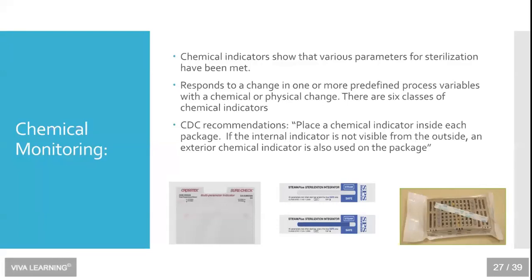And most pouches have these. If your pouch does not, then you may have to put an internal chemical indicator in there as well. On the lower right-hand side, it shows an internal chemical indicator placed in a package that contains a cassette. And in the center of the pouch, it shows a chemical indicator that is a class 4 or class 5. And I'll share with you more about that on our next slide.